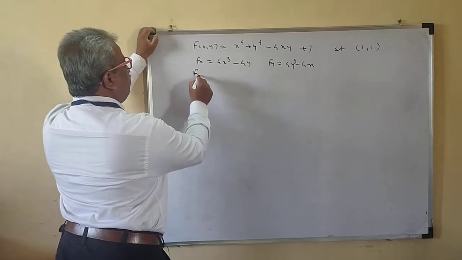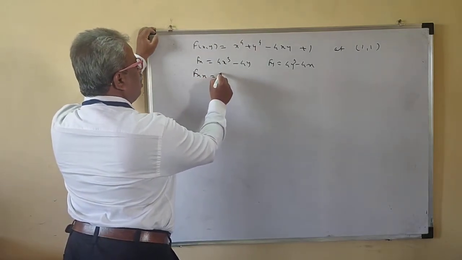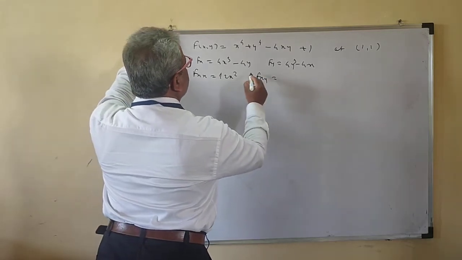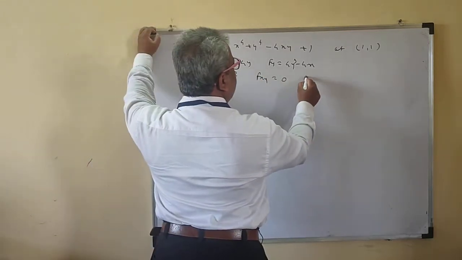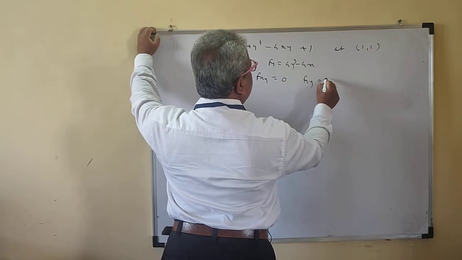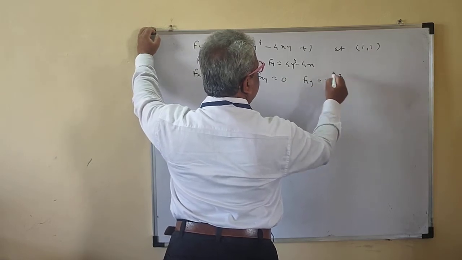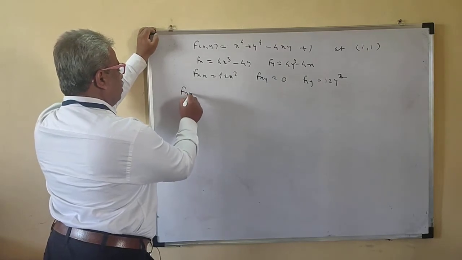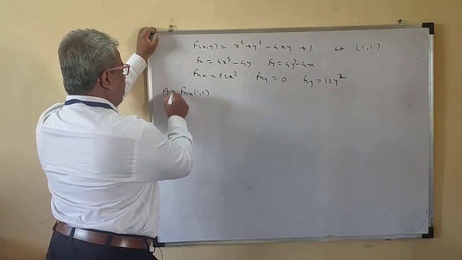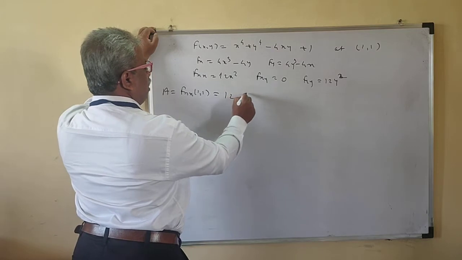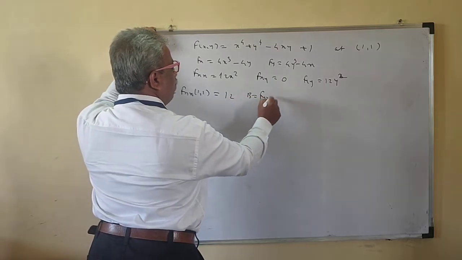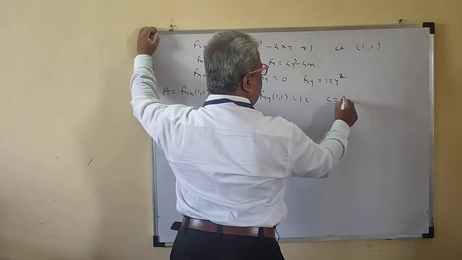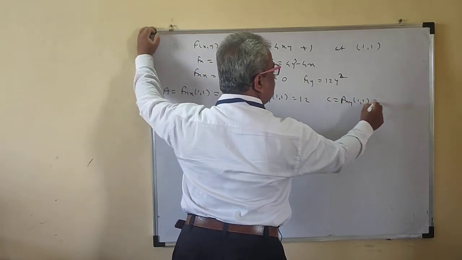You have to find fxx, which is 12x square. You have to find fxy also. Fxy is 0. Then find fyy. Fyy is 12y square. You have to find fxx at (1, 1); that will be your a, which is 12. You have to find b, fyy at (1, 1), that is also 12. You have to find c, fxy at (1, 1), that is 0.